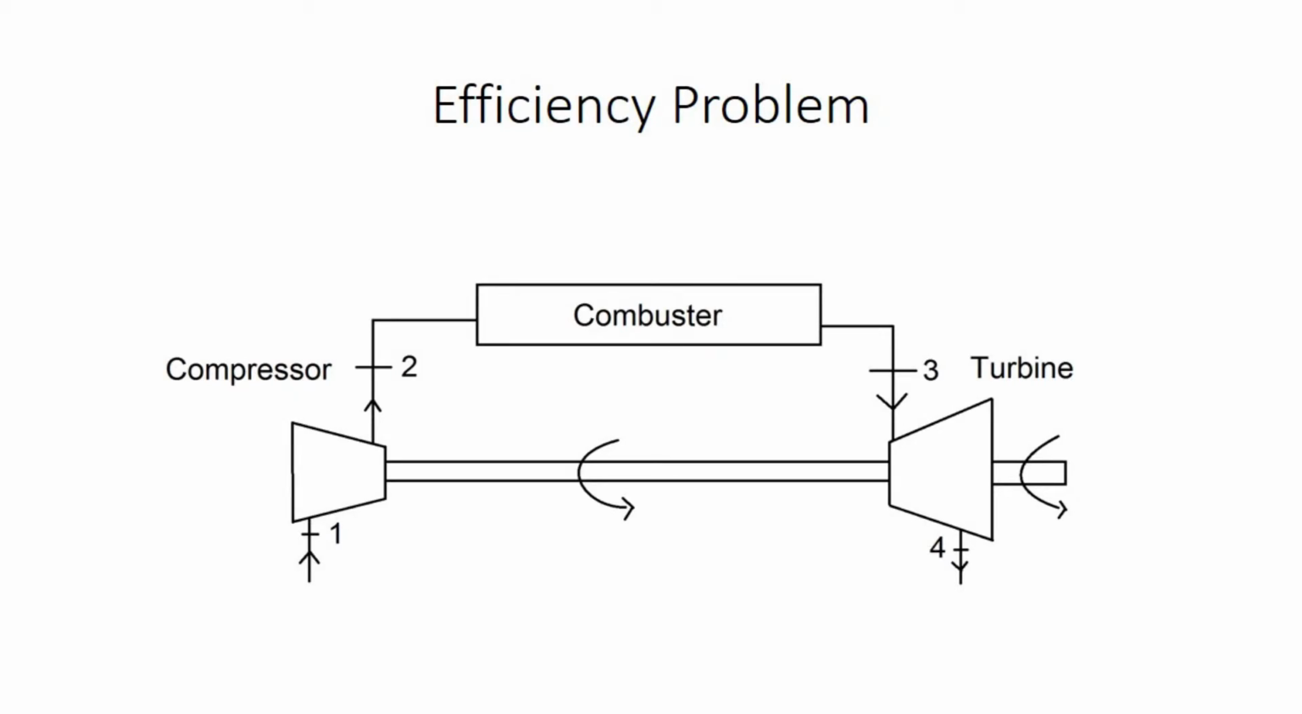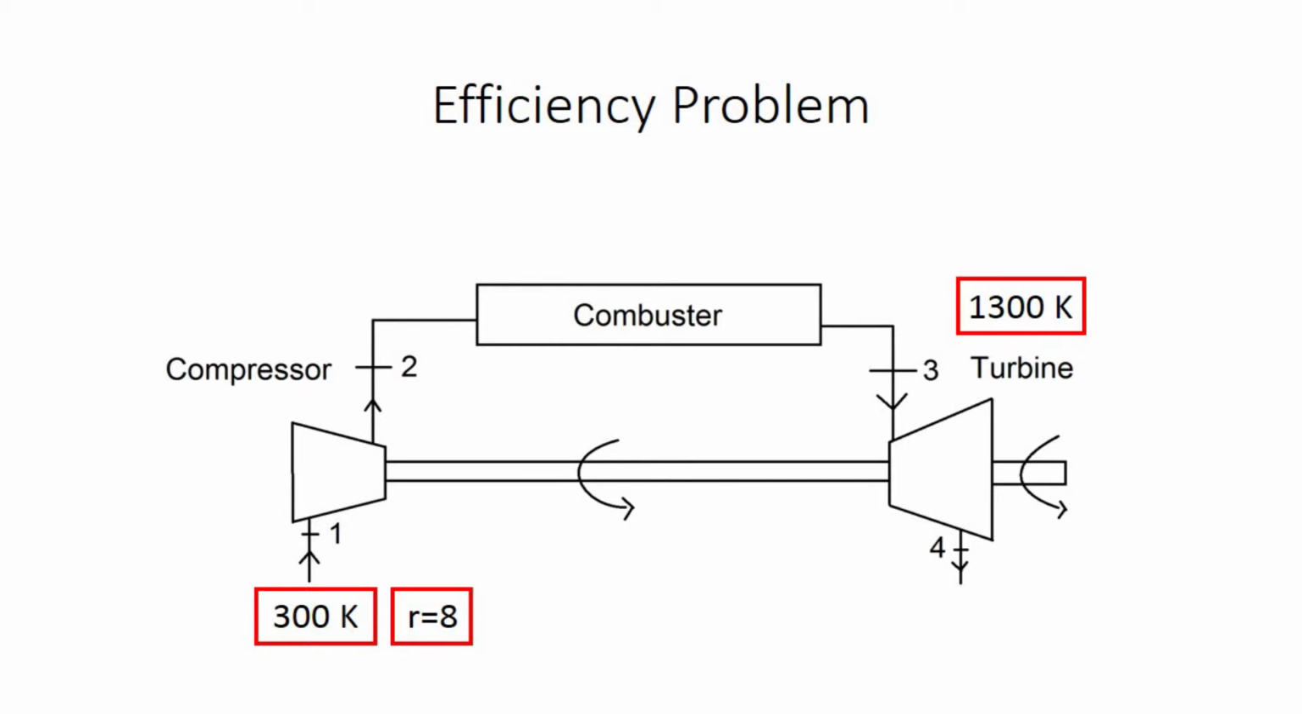Now we are going to solve a basic efficiency problem for a gas turbine engine. Let's say the inlet temperature at the compressor is 300 degrees Kelvin. The compressor pressure ratio is 8, and the temperature at the turbine inlet is 1300 degrees Kelvin. Using the air standard assumption, we are to find the thermal efficiency.